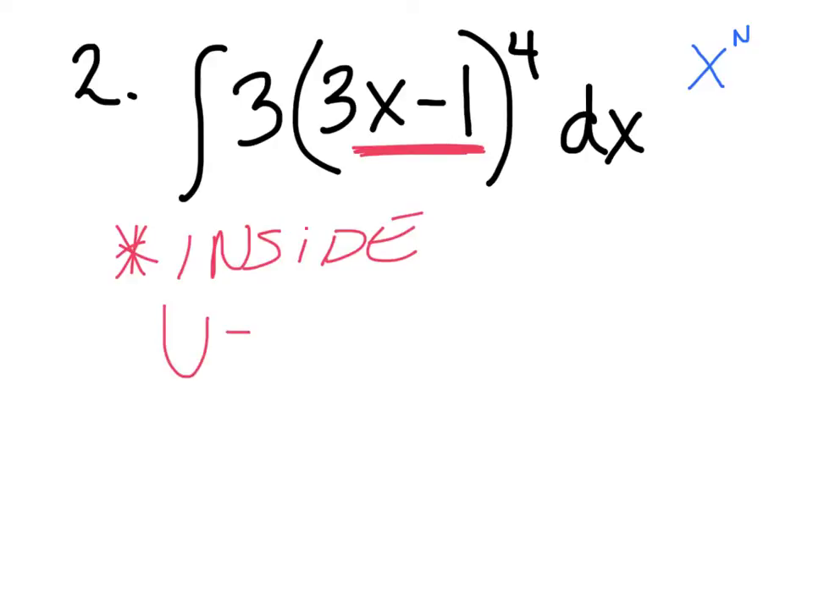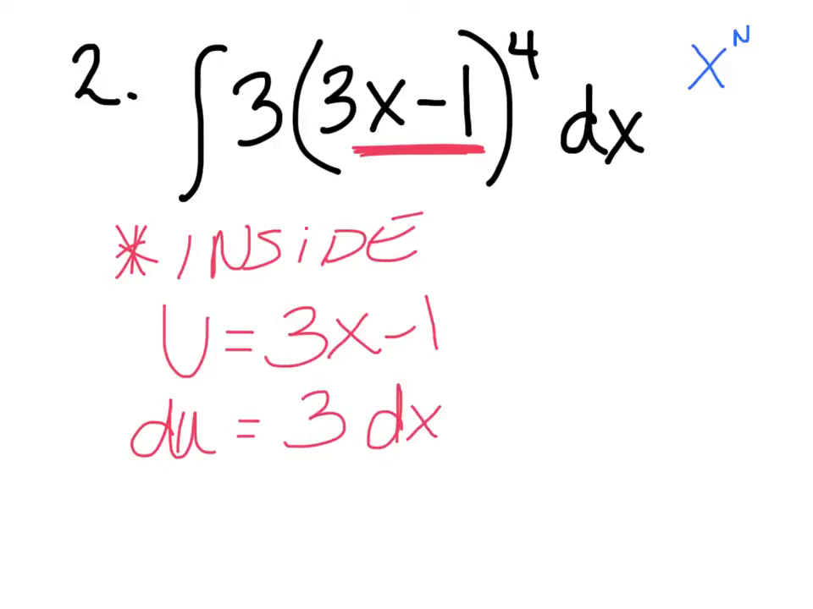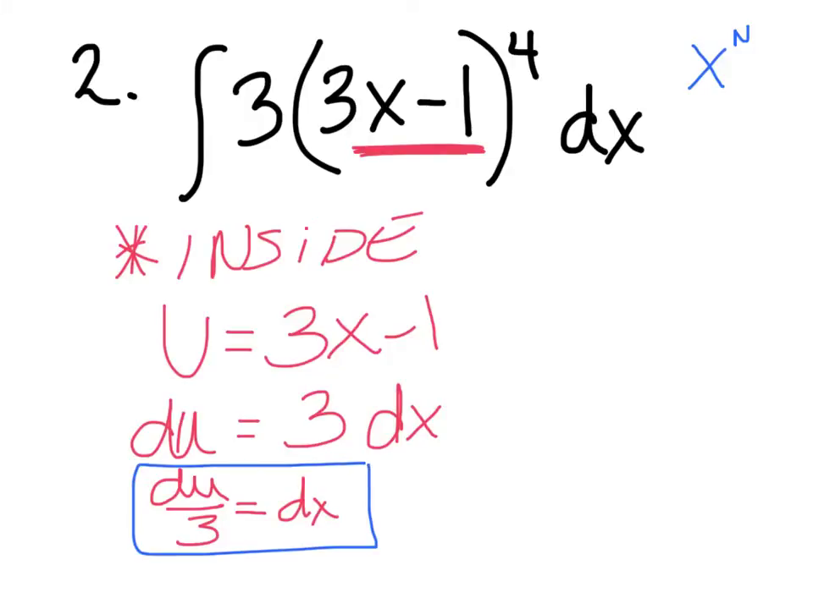So I'm going to let u equal 3x minus 1. Okay, so now we go get our du. Du equals, the derivative of that is 3 dx. And I get du over 3 equals dx. Okay, we're going to take that and substitute it into the dx in the problem.